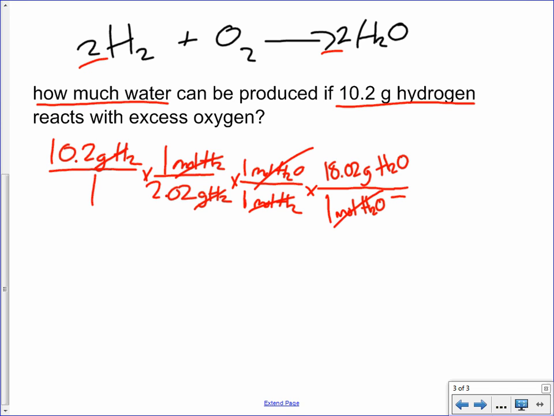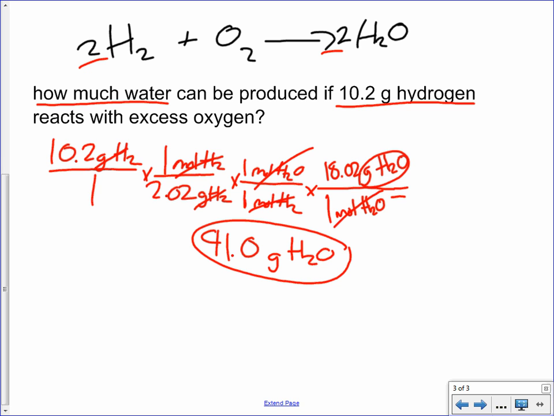Okay, to make sure we've done it right, we look at what unit is left. That's grams of water, which is what we wanted. So now we can just do our calculations. So if we do the math, we should get 91.0 grams of water. And that is 3 significant figures because we had 1, 2, 3 up here. Alright, so that's the example right there. We're going to do a few more practice problems and then we'll move on again.